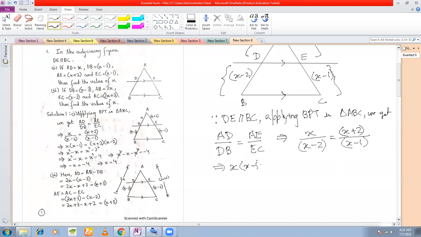X into X minus 1 is equal to X plus 2 into X minus 2. Means X square minus X is equal to, this is A plus B into A minus B form, X square minus 2 square. Right? So this X square will cancel on both sides. You get minus X is equal to minus 4. You get X is equal to 4 centimeters. Right? So that's what. Fine. Let's do the next part of this question.